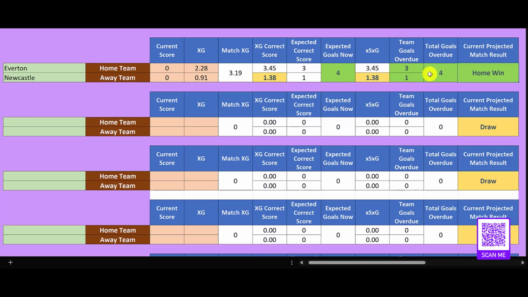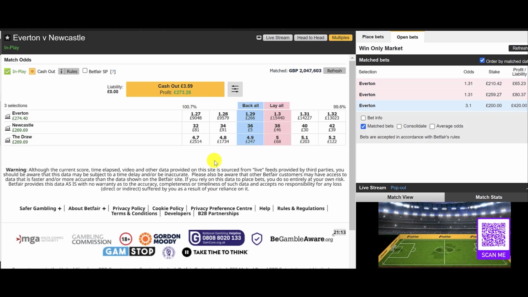Okay, so lots of goals were due in this one. Just the one so far. There could still be time for more. But most importantly, we've caught a very, very nice trade. Everton from 3.1 into 1.31.